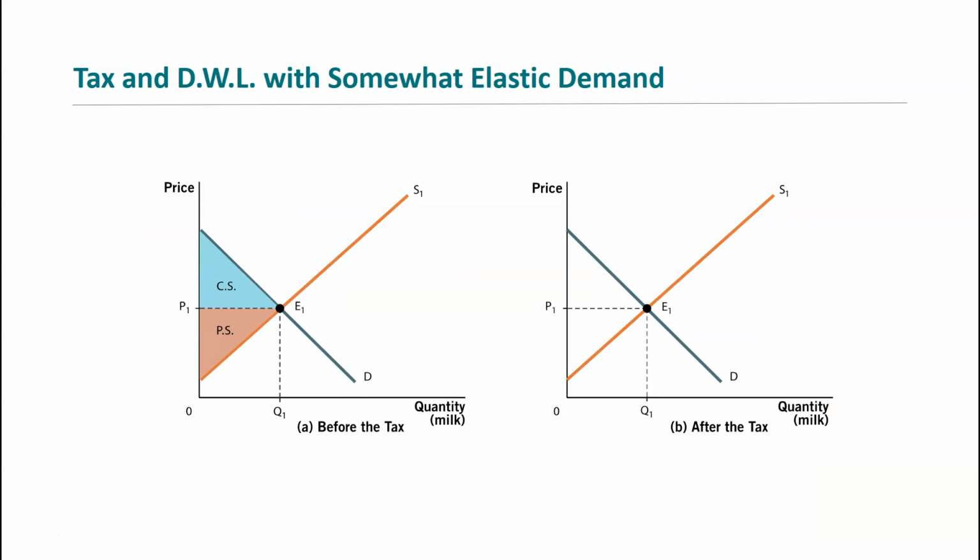Notice how that changes if demand is a little more elastic. So here is our downward sloping demand curve now. It's not perfectly inelastic. It's just somewhat inelastic or somewhat elastic.